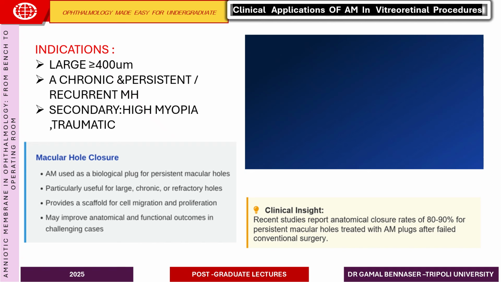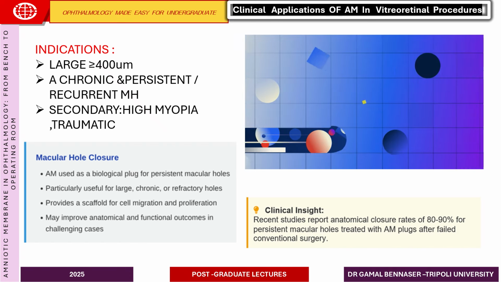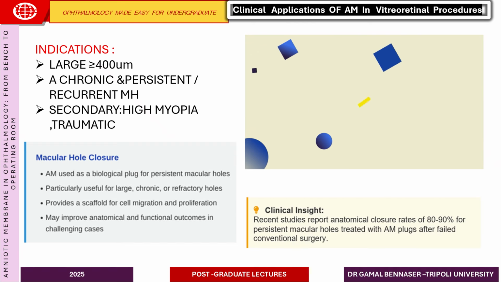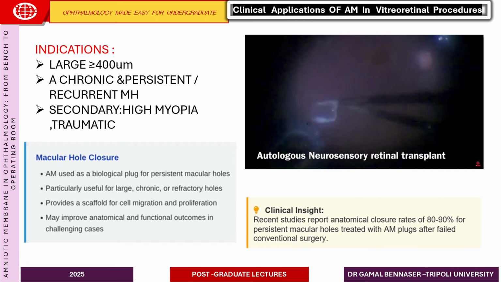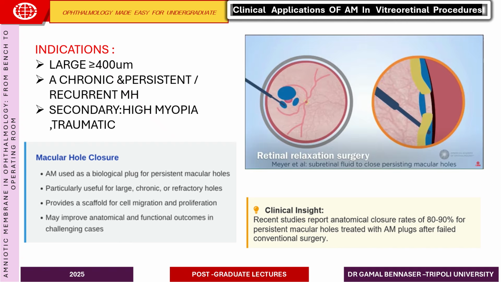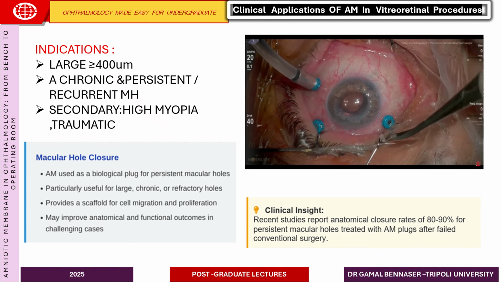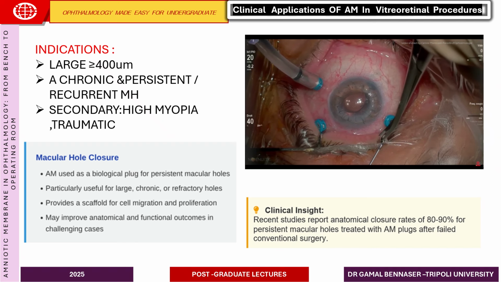Now, many studies using the amniotic membrane show a significant improvement in anatomical as well as functional success, and this can be attributed to the role of the amniotic membrane as a biological plug that promotes epithelialization and healing of the epithelium over the macular hole. In this brief video presentation, I will show how the procedure of implanting this amniotic membrane inside the eye is done after the standard pars plana vitrectomy.